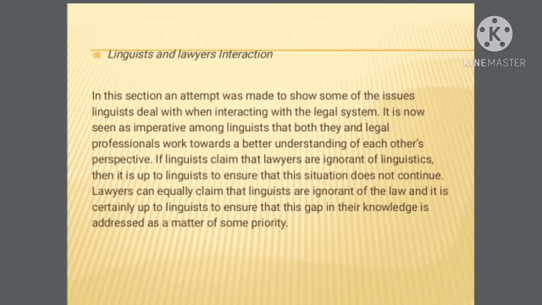Next, linguists and lawyers' interaction. In this section, an attempt was made to show some of the issues linguists deal with when interacting with the legal system. It is now seen as imperative among linguists that both they and legal professionals work towards a better understanding of each other's perspective.